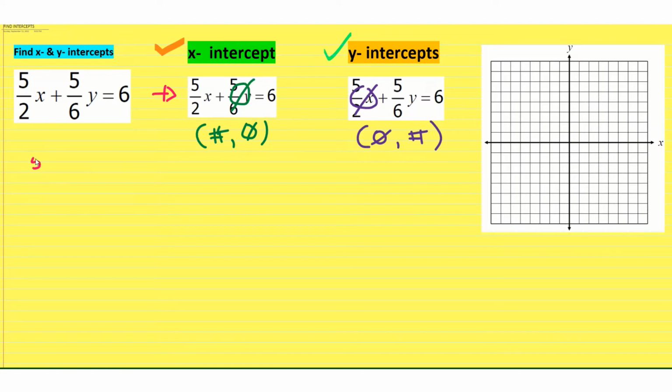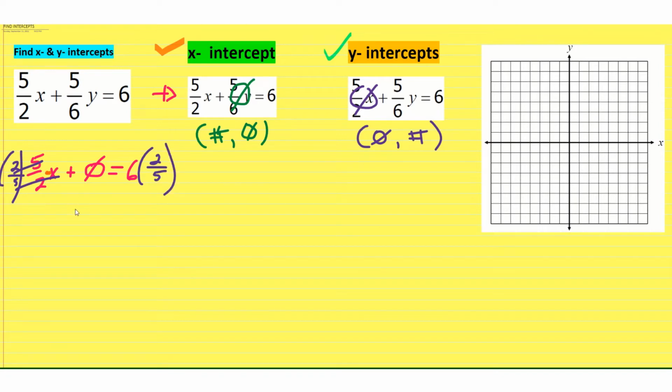So if I go ahead and work that out, so 5 halves x plus 5/6 y equal to 6, well 0 times 5/6 will just give me 0. And then that's going to be equal to 6. So then I go about trying to separate the 5 halves from the x. They are being multiplied. Well, how do I undo a fraction that's being multiplied? Well, I multiply by the reciprocal on both sides. So the reciprocal is going to be 2/5. And that will cancel with this, and on this side I'll also multiply by the reciprocal.